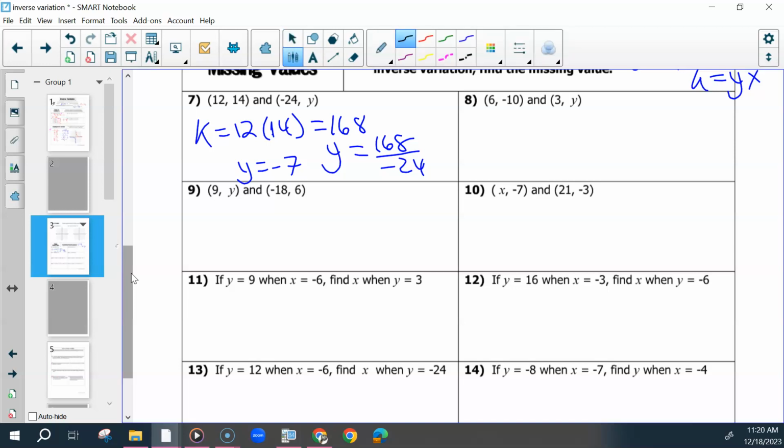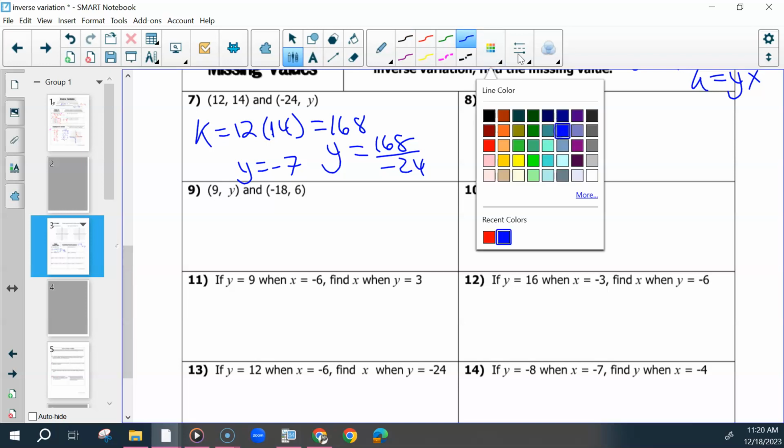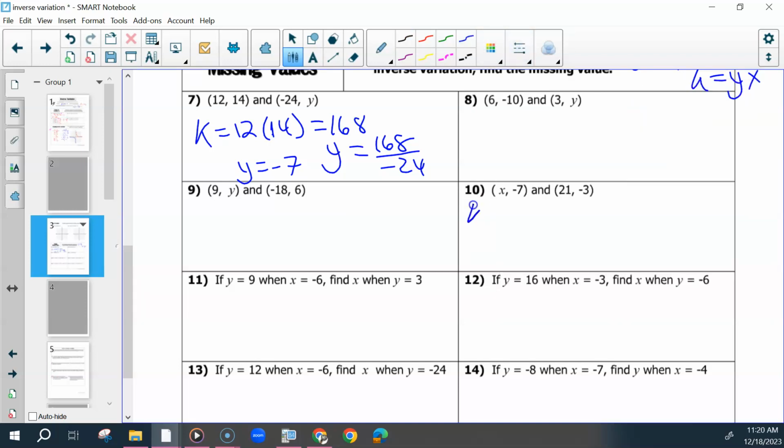So the two numbers we know are going to be in the second ordered pair. So multiply those two together. 21 and negative 3. What would that give us? Negative 63. Right, Matt. Then we can set up our equation using the other one.